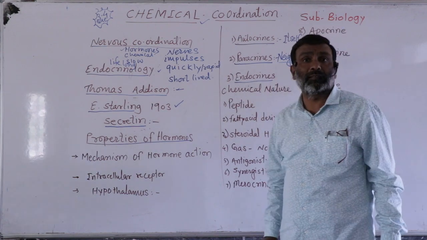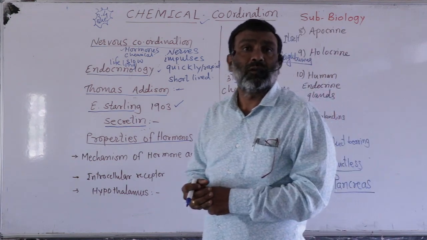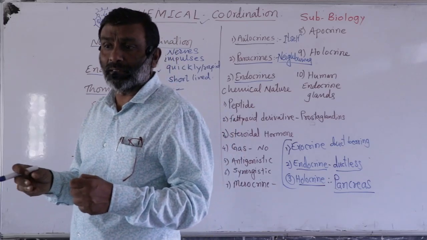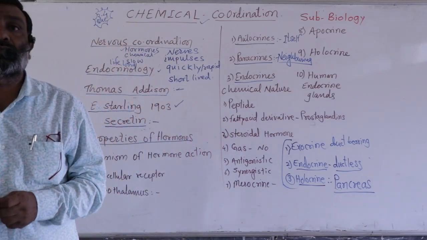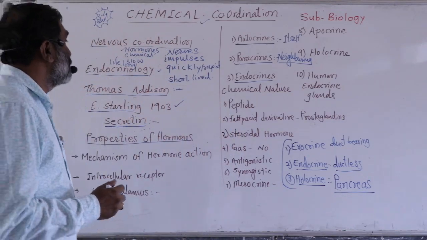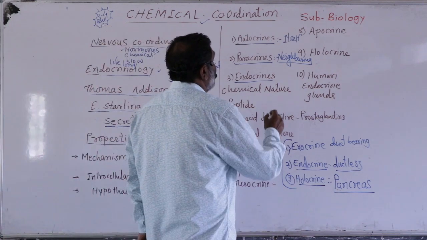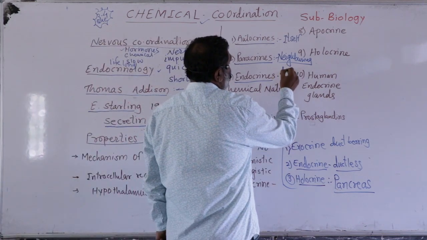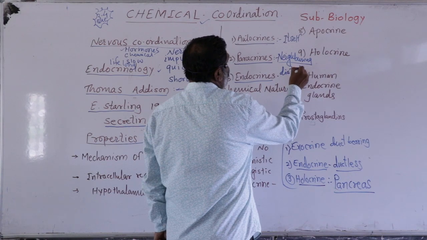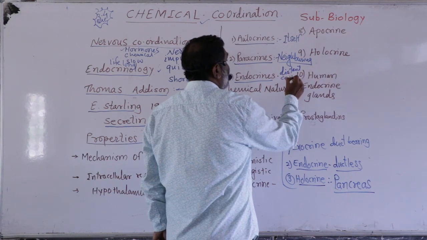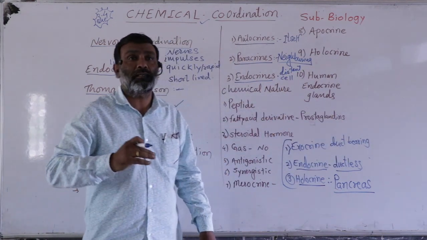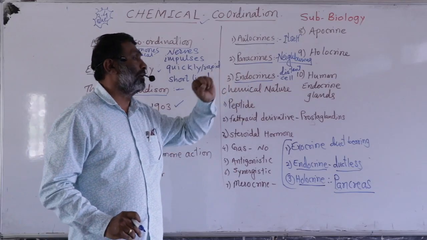The third one is called endocrines. These are the glands whose secretions stimulate distant cells. The cells that are present at a certain distance get stimulated by the endocrines.